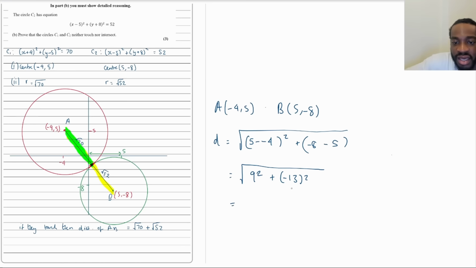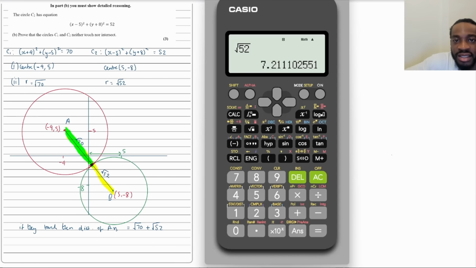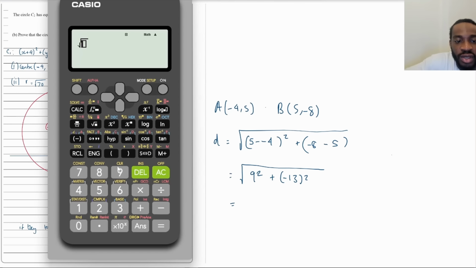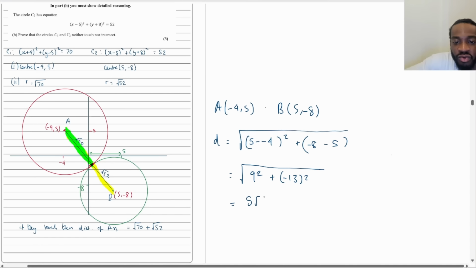What is that equal to? That's 81 plus 169. That's going to end in a 0, but I can't be bothered to think. So let me just do it here, please. So root of 9 squared plus -13 squared, which is the same as 13 squared, but I just like to be complete. That's 5 root 10, okay? So this is 5 root 10.